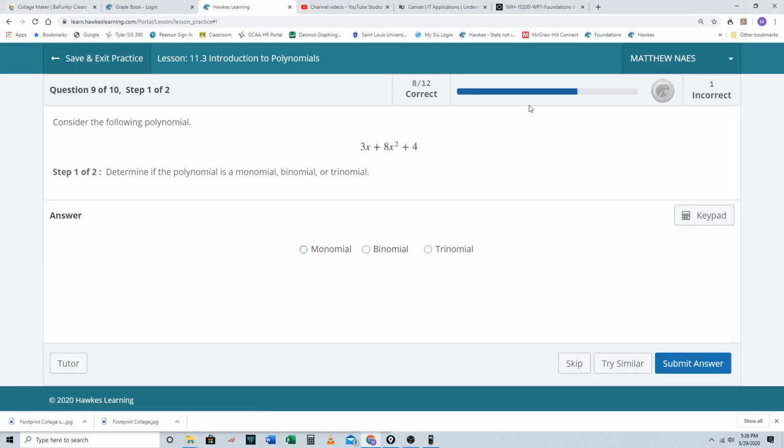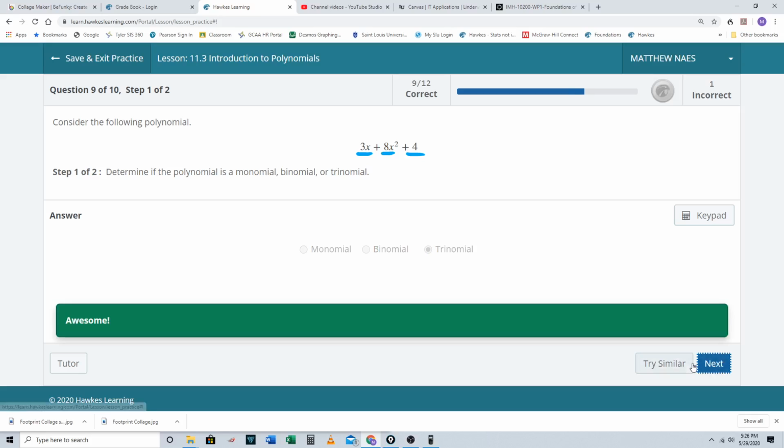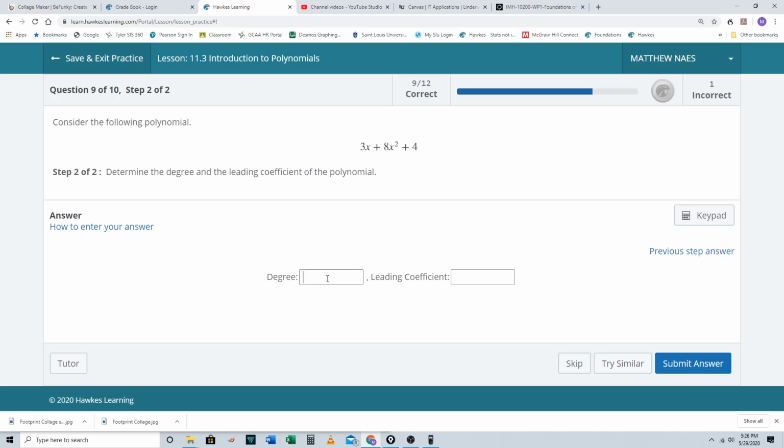All right, so do 2 of these. Again, how many terms? We have 2 plus signs that separate them, so we have 1, 2, 3 terms. So that is a trinomial. Biggest exponent is 2, and the coefficient with that exponent is 8.